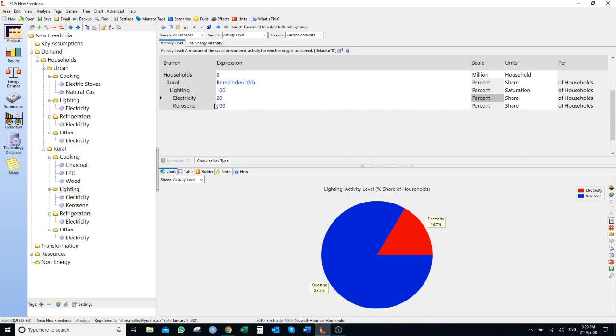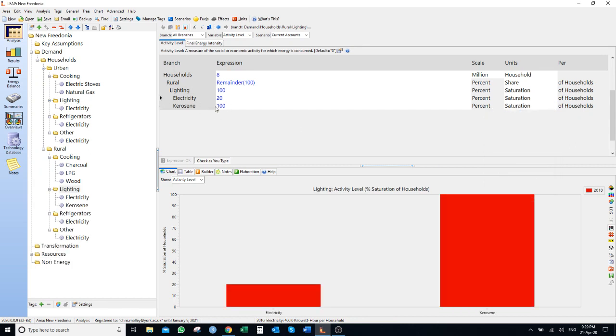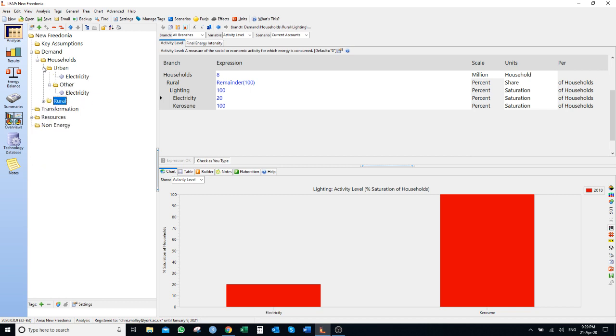Now in this case, we don't want electricity and kerosene to have to add up to 100%, which is what happens if we have percent share. In this case, saturation is more appropriate because we have both of these fuels being used in these households. So having done that, we have now created our representation of energy consumption in households.